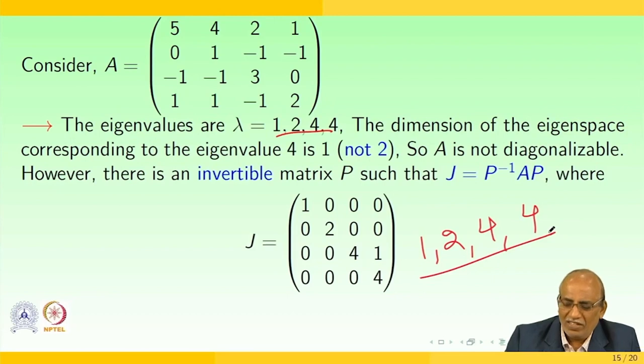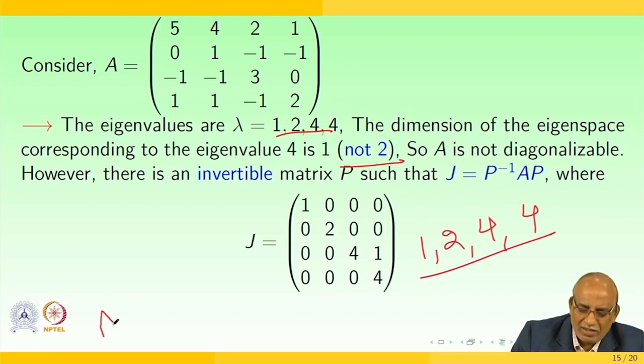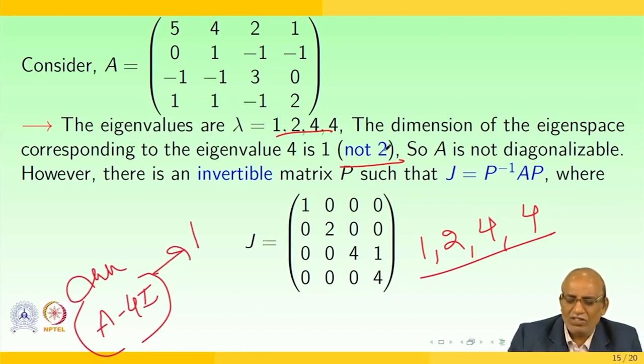The dimension of the eigenspace corresponding to the eigenvalue 4 is 1, right? Not 2. Okay, the eigenspace dimension is 1, because when you write A minus 4I, the dimension of this null space turns out to be 1, not actually 2. You might be saying 2 simply because the eigenvalue 4 is repeated, but no, it is not true, it is only 1. So, A is not diagonalizable.